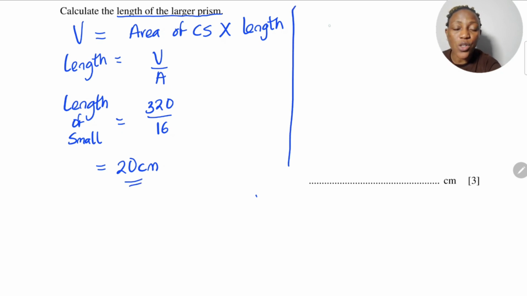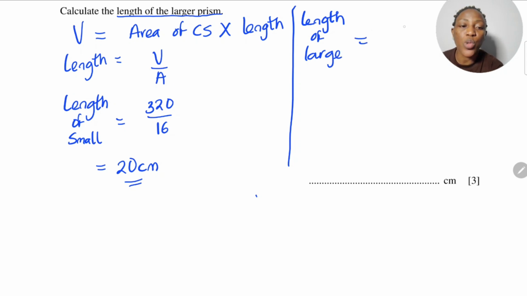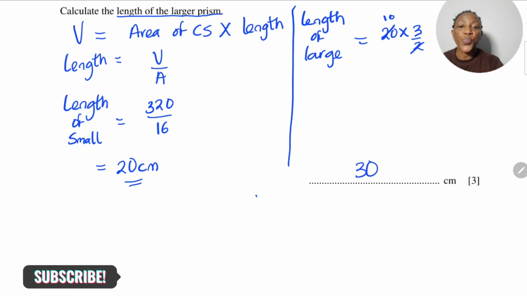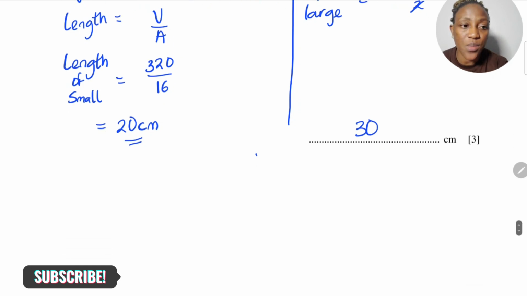To find the length of the large one, all we need to do is multiply our length of the small one by our linear scale factor. We established that our linear scale factor is 3/2. So doing this, it gives us 10 here. So 10 times 3 will be 30. So the length of the larger prism is 30 centimeters.